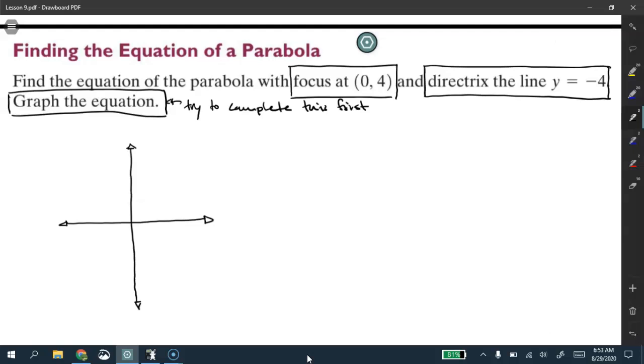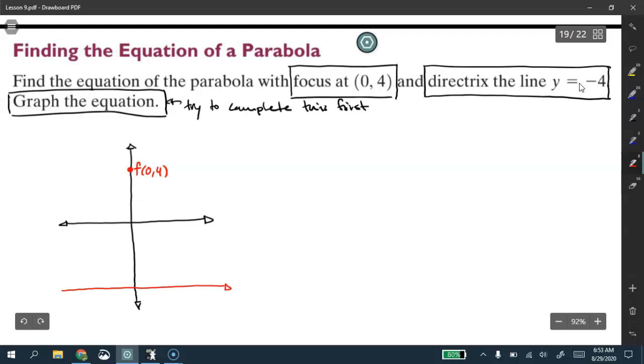All right, so here's what we have. You're going to go to 0, 4, right about here. You're going to label this as the focus. So the focus is at 0, 4. Then you're going to go to the horizontal line y equals -4. That would be back over here, and that's y is equal to -4. Remember, this is the directrix. The directrix is always behind the parabola. The focus is always in front of the parabola. Now, time to put things together.